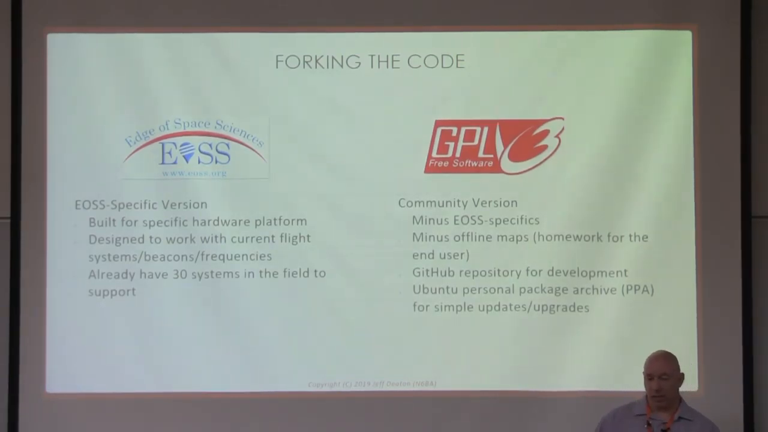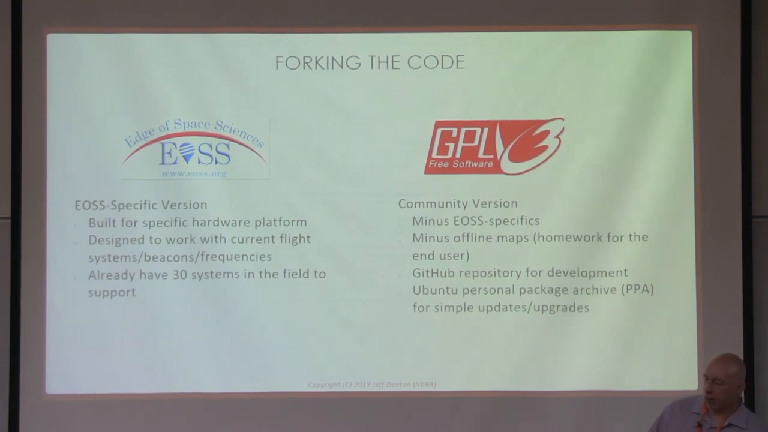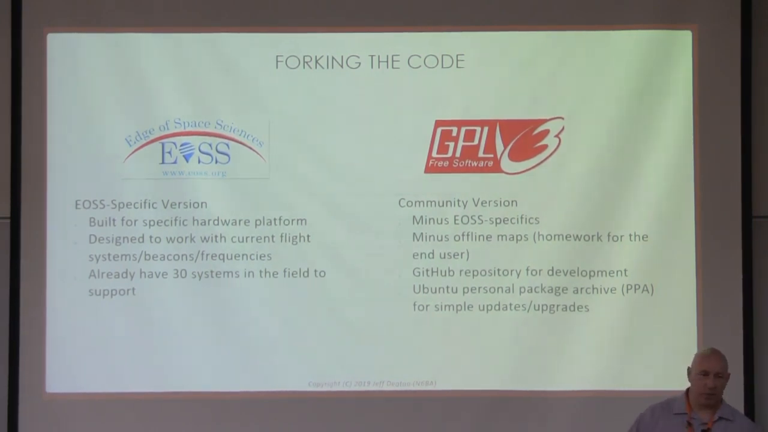So because of that, we're thinking we should split this into a community-based version, which would be great. We already have some stuff set up on GitHub. Work is going on to remove some of the EOSS-specific stuff in there, like some of the frequencies, and of course the word EOSS seems to be everywhere. Get rid of the offline maps, and that saves you the 200 gigs of download.